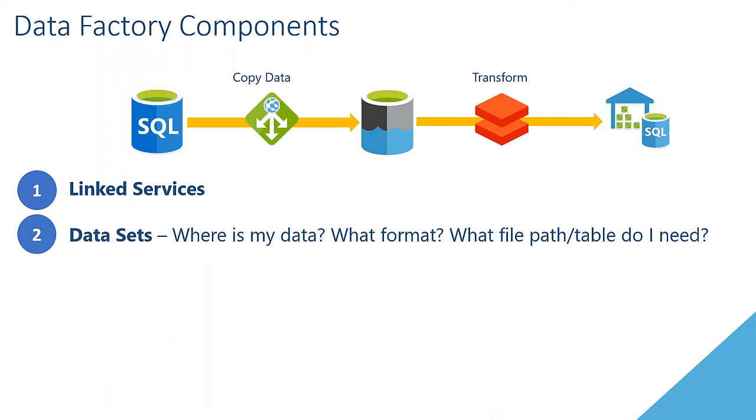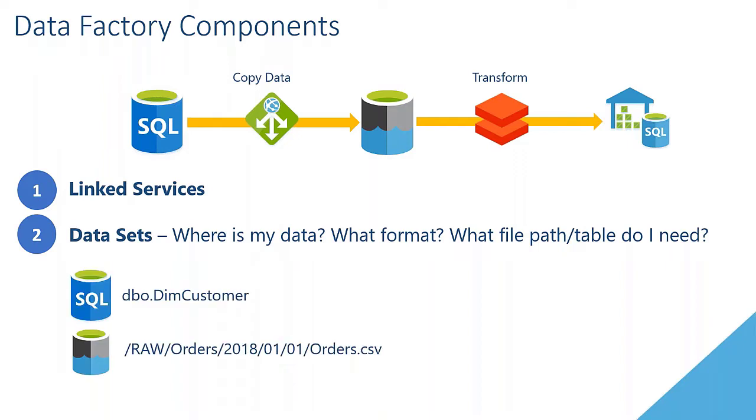Component number two is this idea of a data set. And the data set will be a metadata representation of the thing we want to work with. So maybe in the case of a SQL DB table, that data set will contain information about the schema, the table name, obviously, the attributes that are in there, the data types. Maybe for a file in our data lake, the path that we're going to, the file name, etc. And those data sets will authenticate using our linked services in number one. So that's our second component, our data sets.